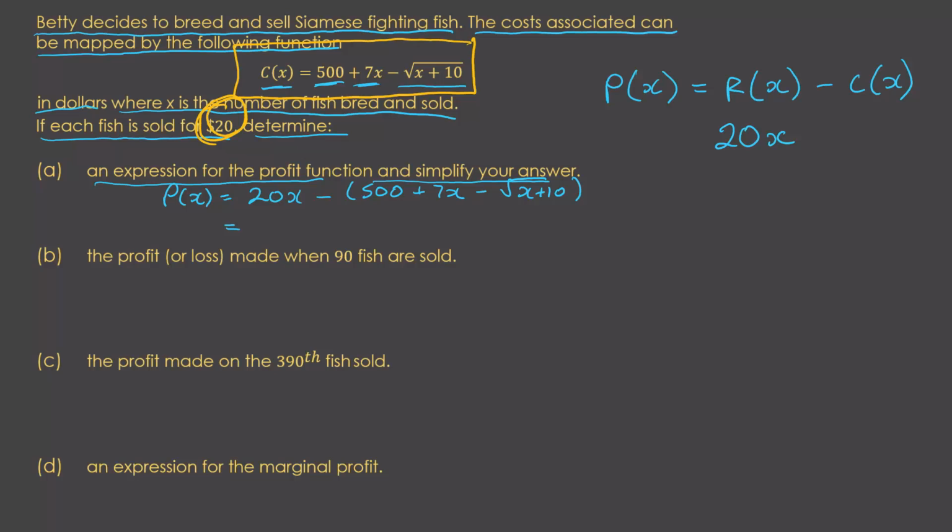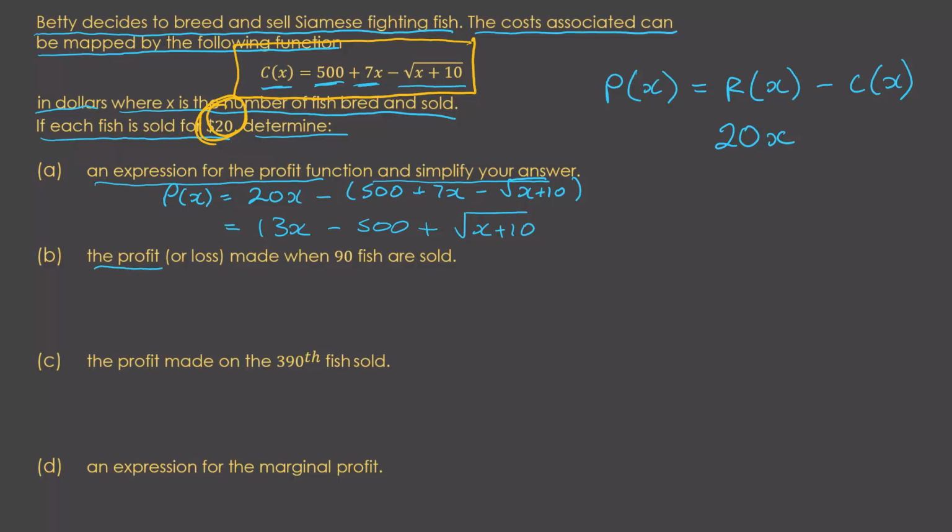So 20x take away 7x, that's going to be 13x, take away 500 plus the square root of x plus 10.